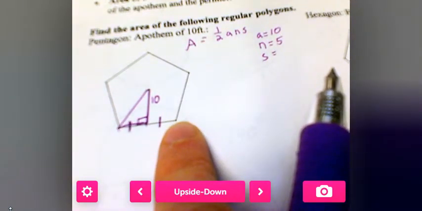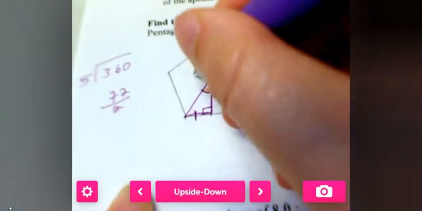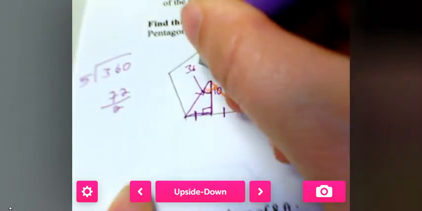Now, what would the central angle of a pentagon be? How would we find the central angle? And that's this whole angle right here. We did it yesterday. 360 divided by 5. That gives me 72. But that's the whole orange angle, and I just want this little purple angle right here. So how am I going to find that? Cut it in half. 72 divided by 2 gives me 36. So that angle right there is 36 degrees.